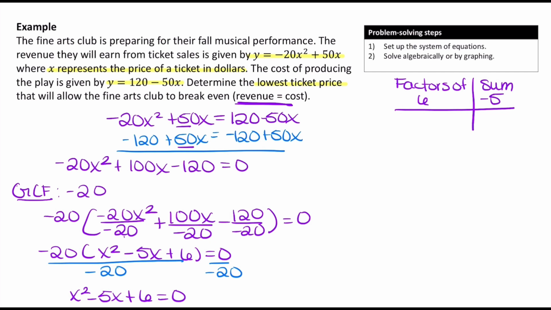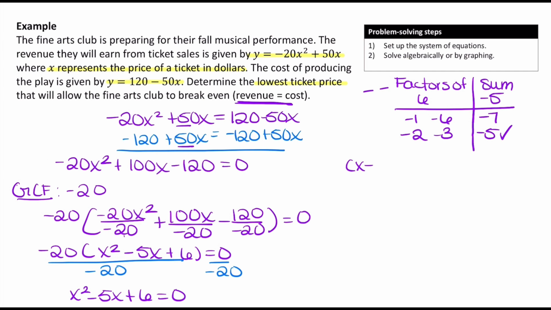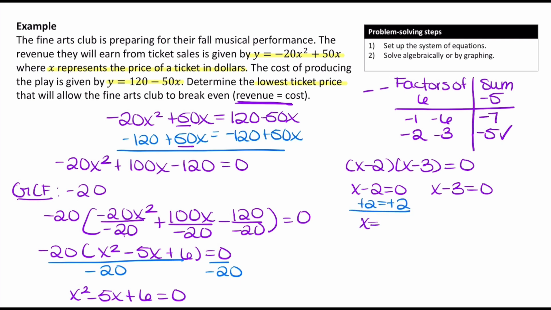Okay, so 6 is positive and 5 is negative, so I'm going to make two negative factors. So I have 1 and 6, and 2 and 3. Negative 1 and negative 6 is negative 7, so that won't work. Negative 2 and negative 3 is negative 5, so that's the correct pair. So I have x minus 2 times x minus 3 equals 0, so I'm going to set each factor equal to 0 and solve for x. Here I'm going to add 2 to both sides, and that gives me x equals 2. And over here, I'm going to add 3 to both sides, which gives me x equals 3.